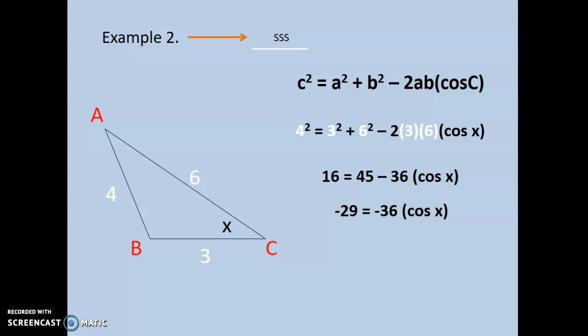Okay. When you do that, you take the inverse cosine of that answer, and you'll get 36.34. If you don't get that, please make sure you ask a question when we're going over questions for law of cosine. So you take negative 29 divided by negative 36, do the inverse cosine of that answer, and you get 36.34.